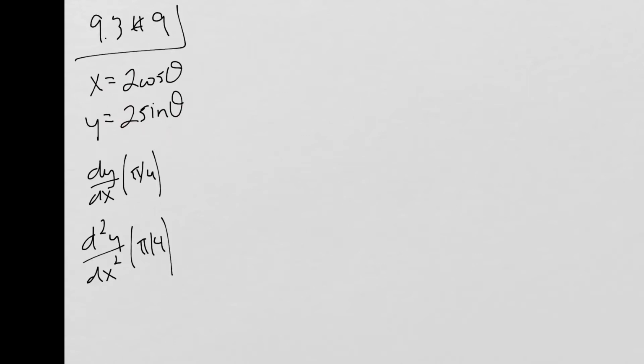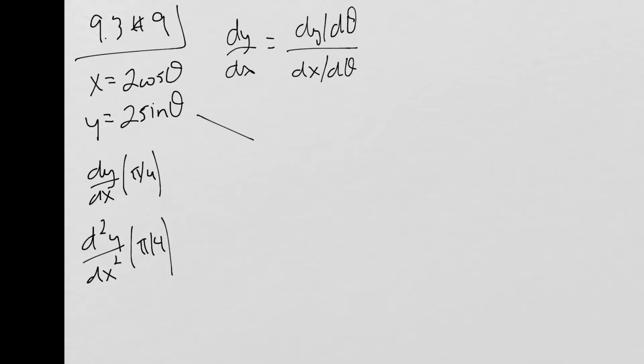Anyway, let's start with finding dy/dx. So dy/dx is equal to dy/d theta over dx/d theta. So I will work this out because it's going to get confusing. Everything's the same when we have all these sines and cosines. Just have positives and negatives.